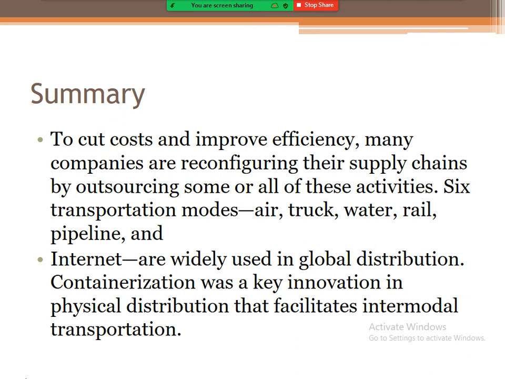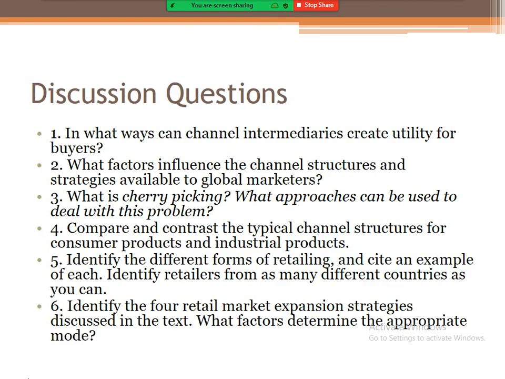Six transportation modes are there: air, truck, water, rail, pipeline, and internet. These are widely used in global distribution. Containerization was a key innovation in physical distribution that facilitates intermodal transportation. So this is about summary.